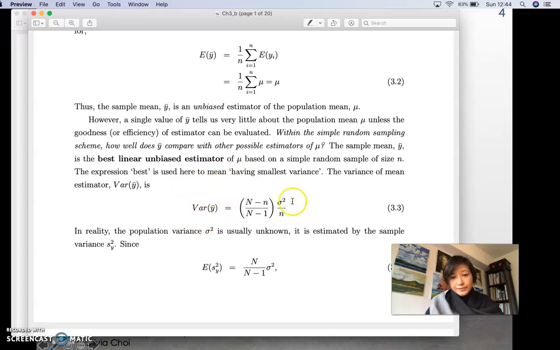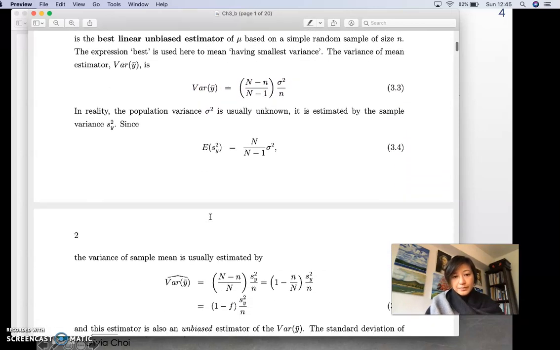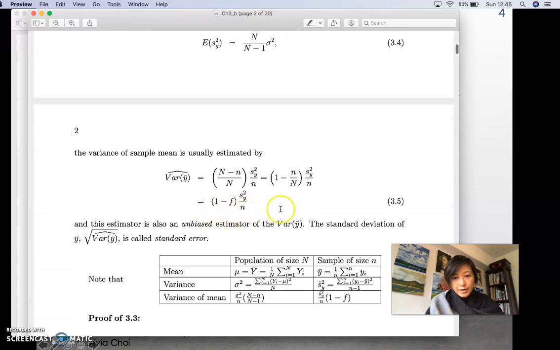If we have the true sigma squared from the population, then we can use formula 3.3. If we don't have sigma squared from the population, we can estimate the variance of our sample mean by formula 3.5, which is 1 minus n over N, multiplied by the variance of our sample divided by n.